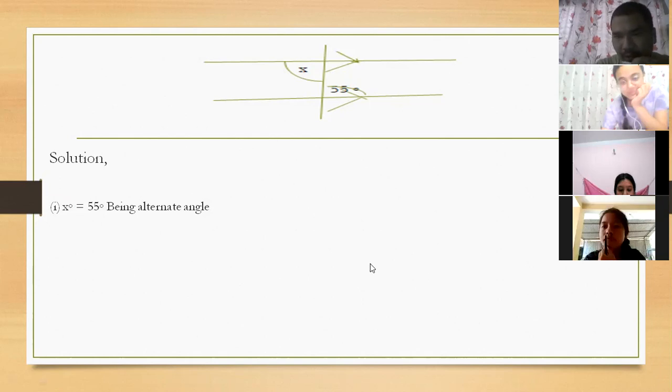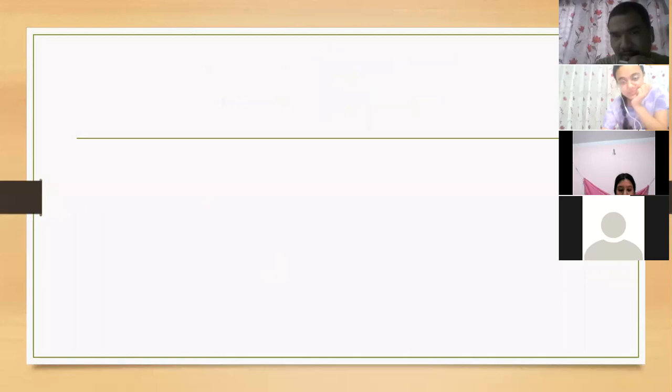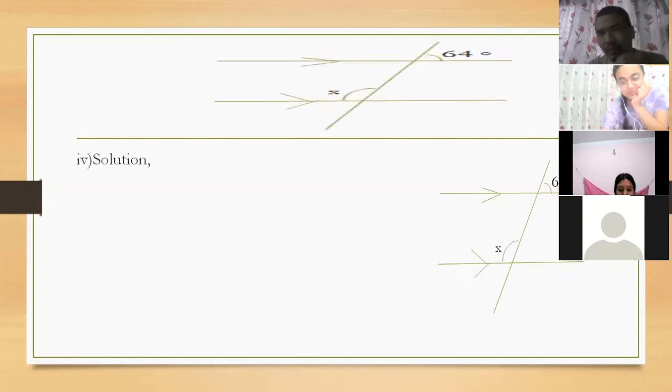Okay, now listen to me. I am going to show you the next solution, this question. Look here, I am showing the question there. The pair of lines given there is parallel. And here, what we have to do, look here. In this one, is there any relationship between this 64 and x?